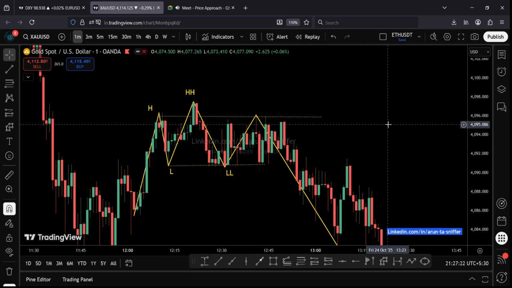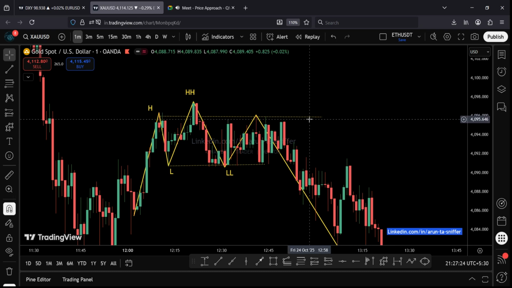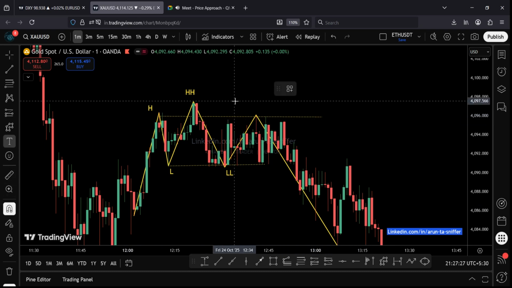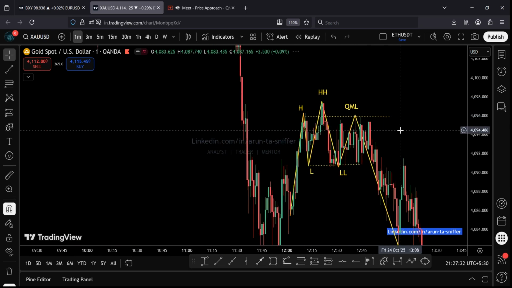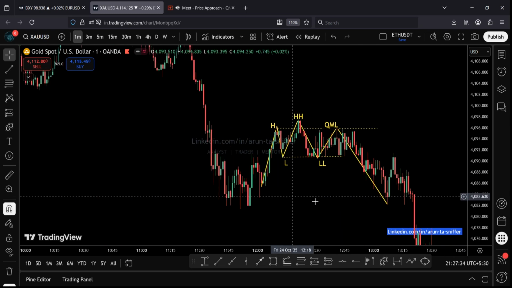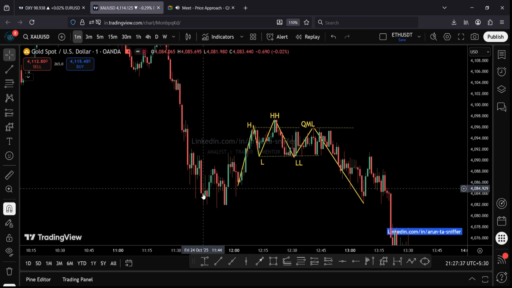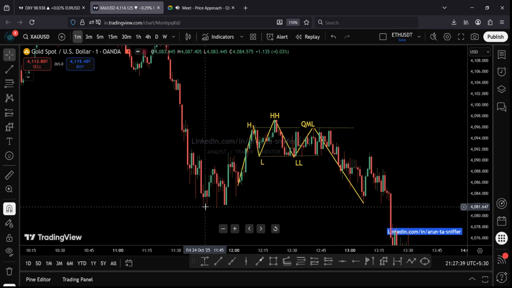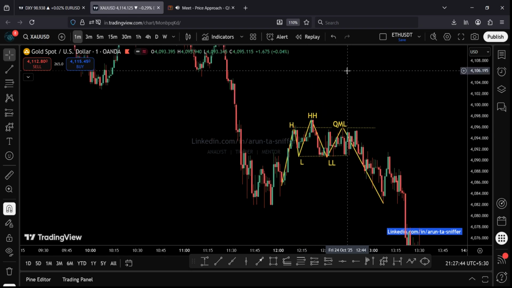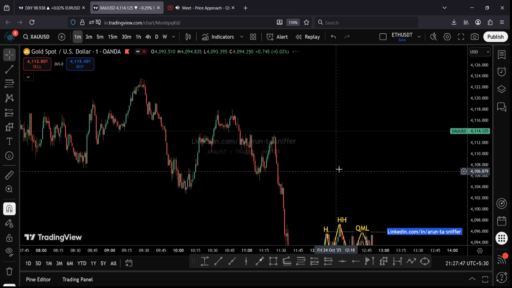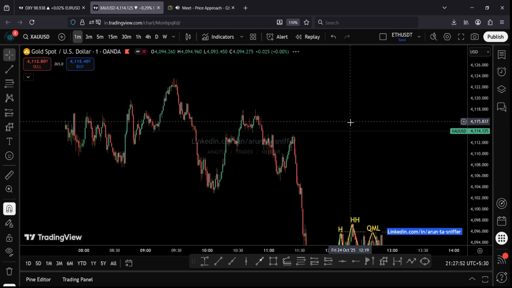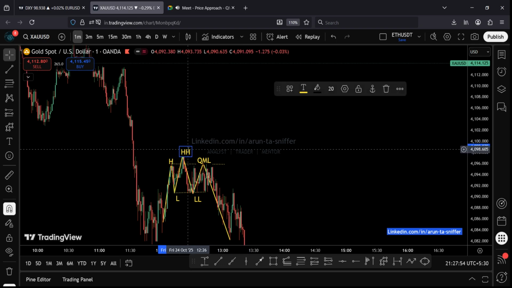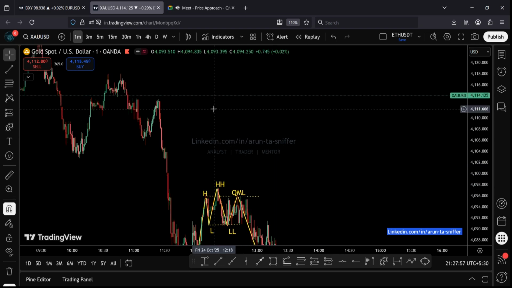Okay, this is our QML. This is QML. This falls like this. Okay, and now that is low, high, lower low, higher high, lower low. Okay, so this was our example of QM, and let's find diamond.